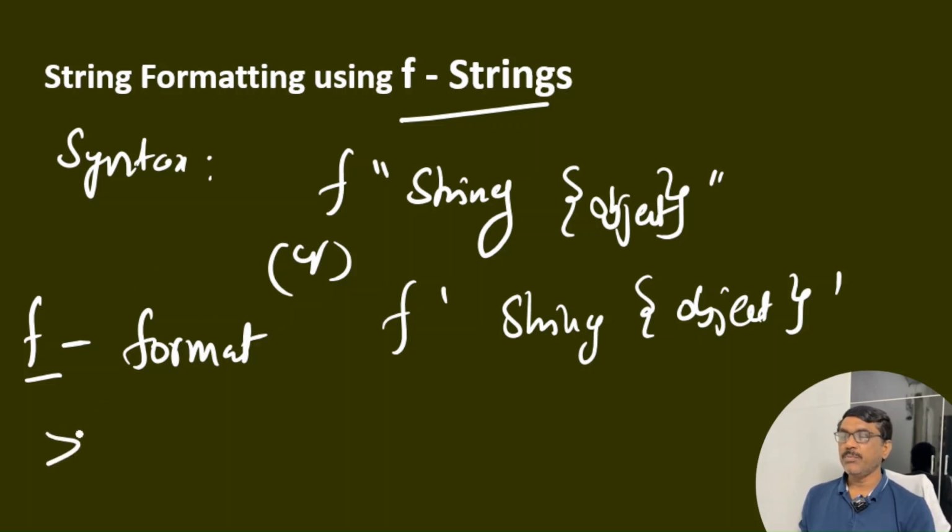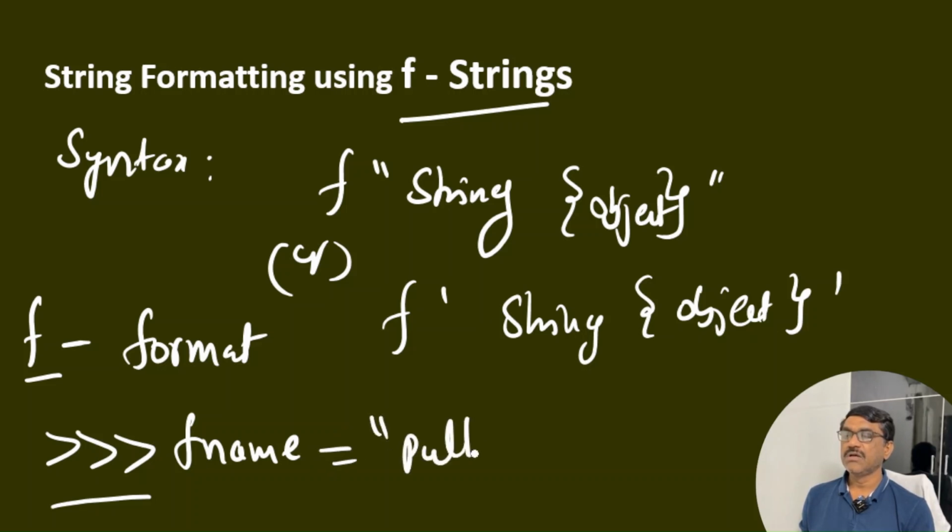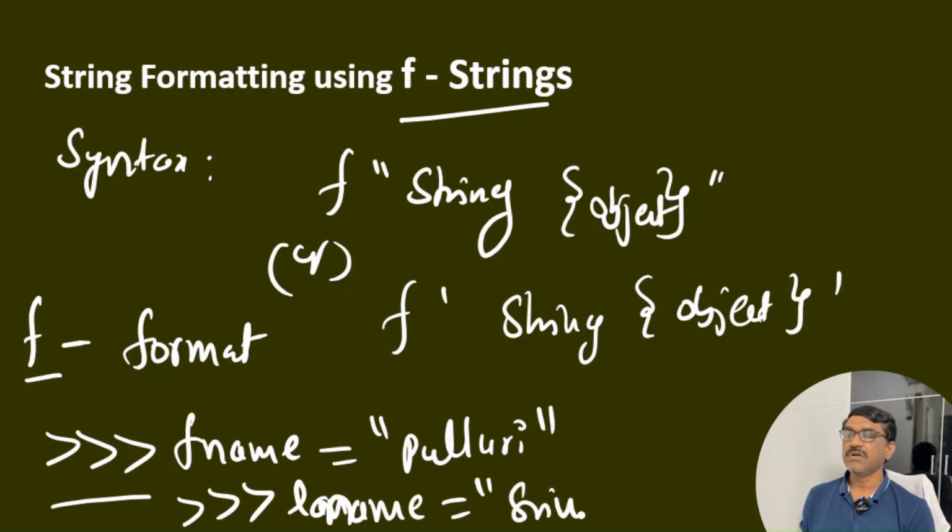We know that when we open Python, we get the primary prompt. At this primary prompt, assume I'm giving f name. In the last session, we gave some examples, right? f name is equal to some string, Pulluri. Another variable I'm giving is last name, which is equal to my name, Srinivas Rao. So here f name is Pulluri and the last name is Srinivas Rao.